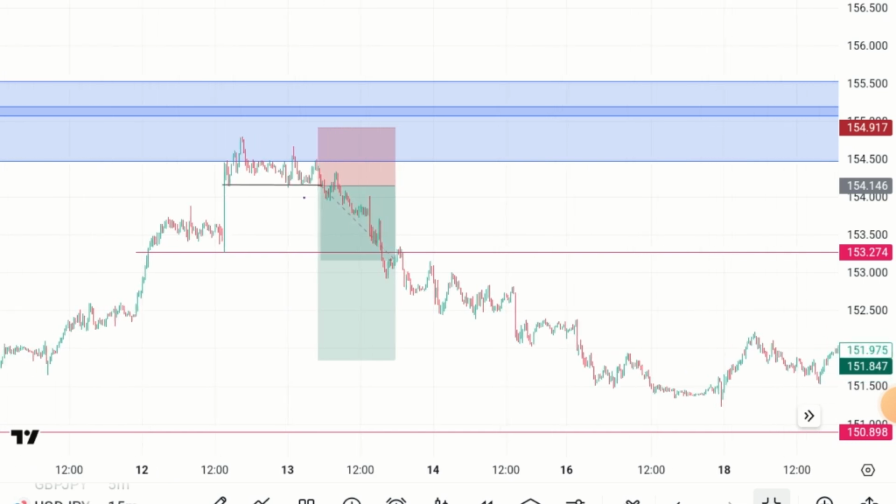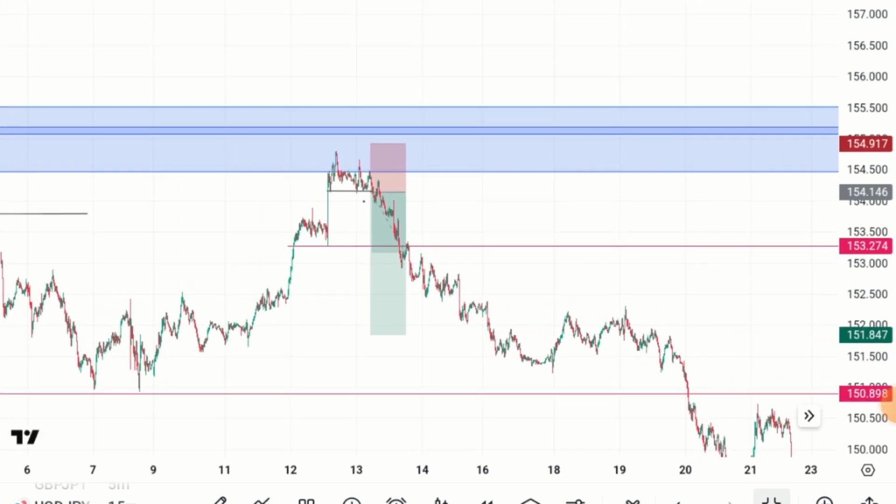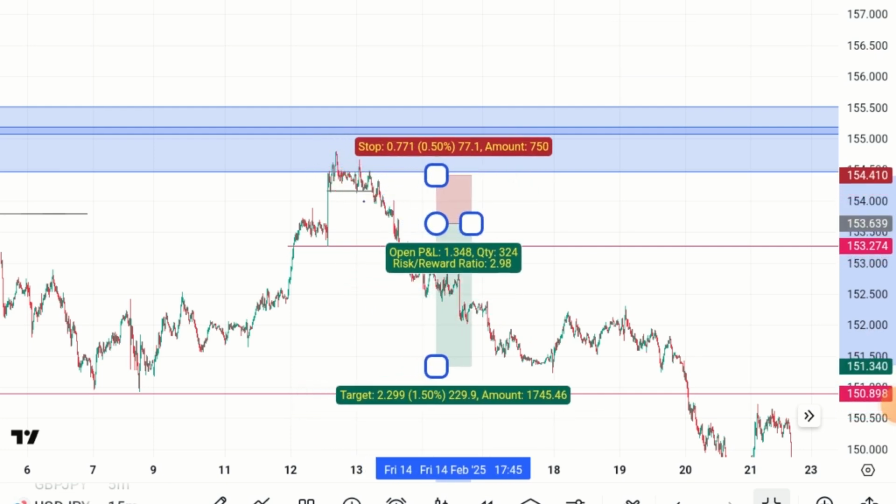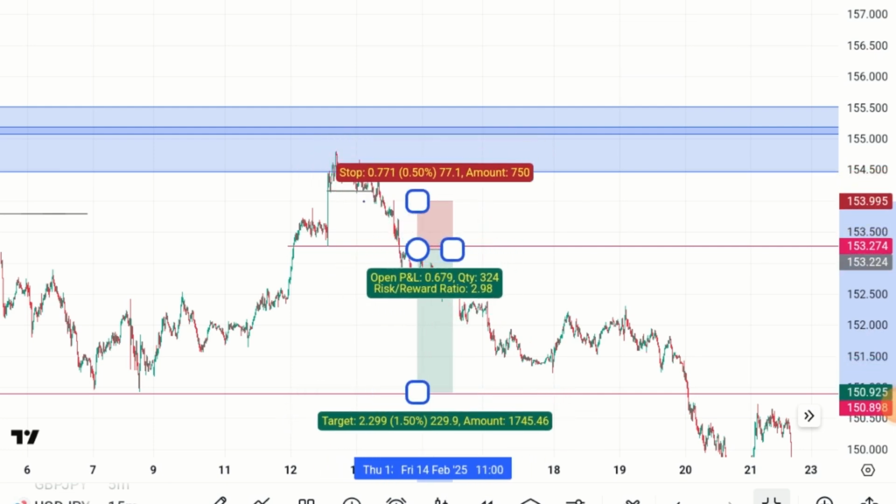And there are some traders, those SMC traders, that would wait for the break of this low, right?